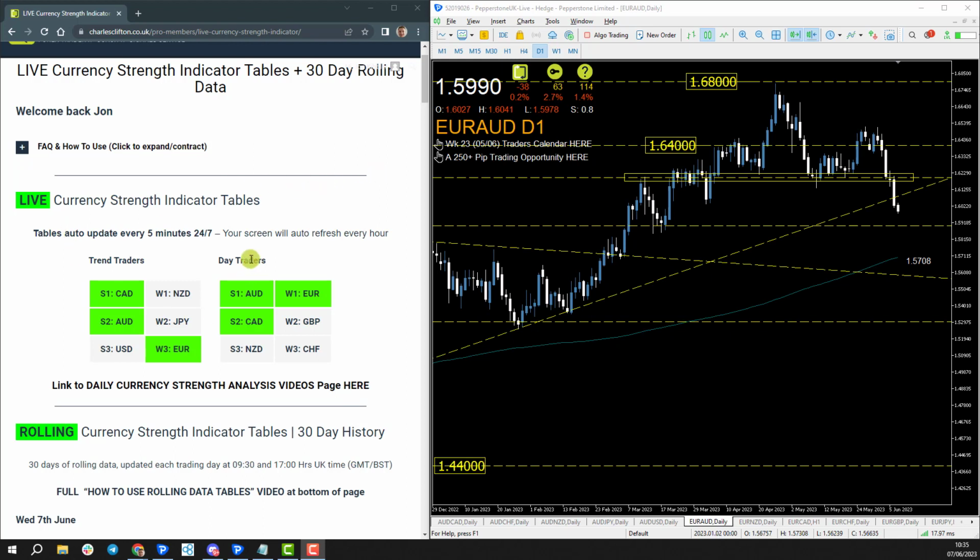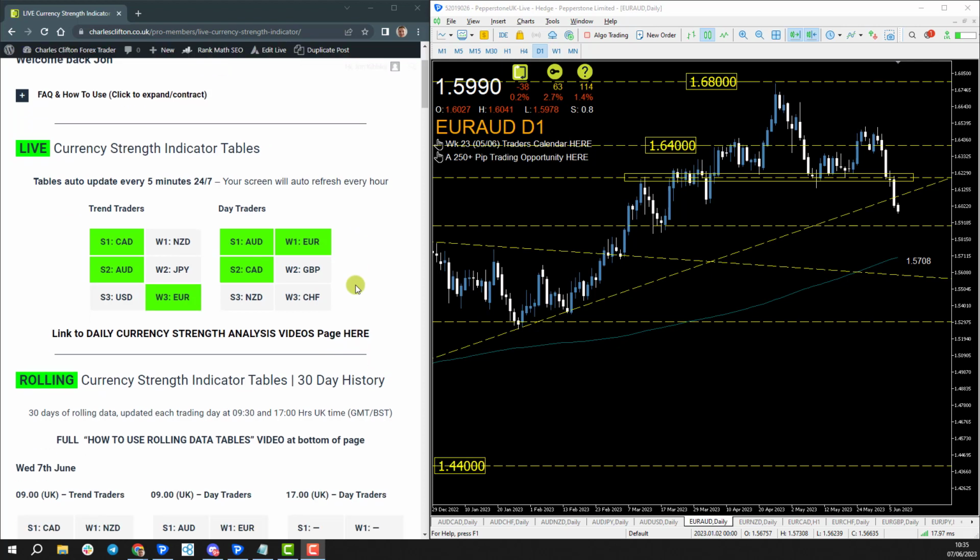We're going to be looking at our live currency strength indicator and seeing where the tables are pointing us today. We use these tables day to day to find our trades. So we're going to be looking to see what the tables tell us today, and there's actually been no change.